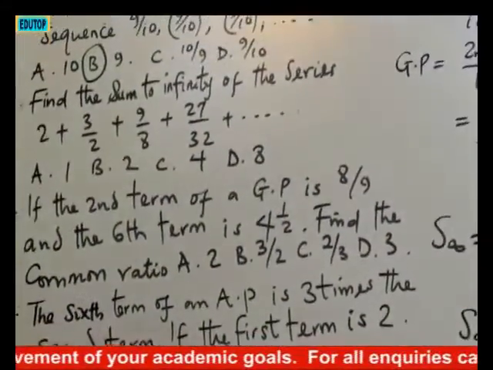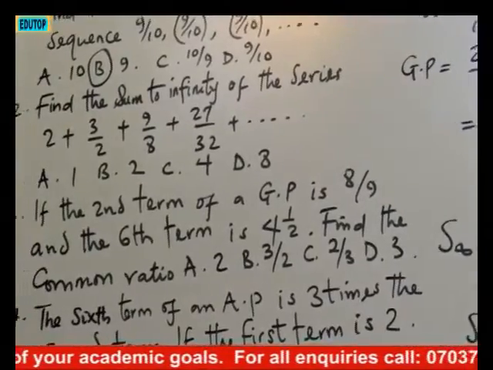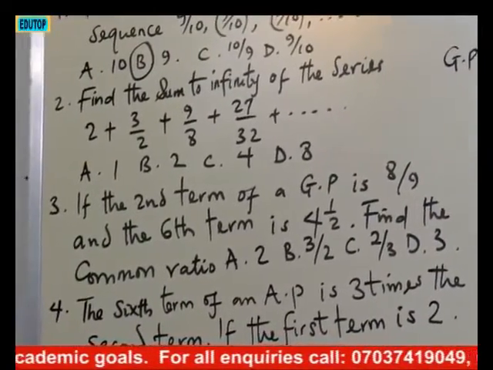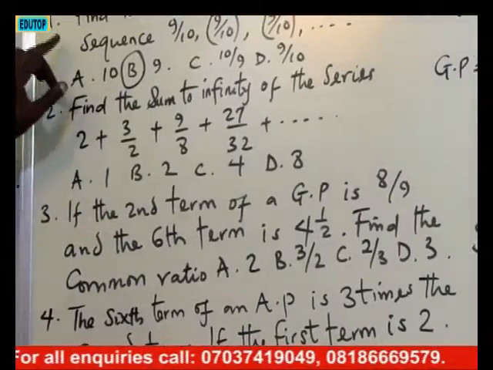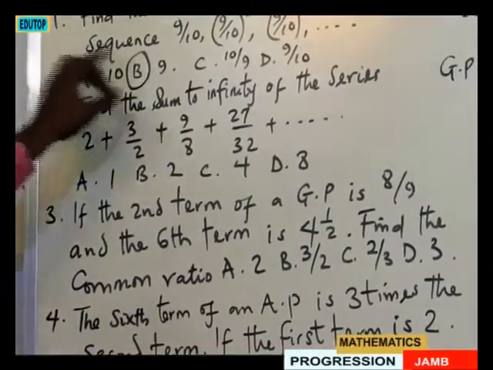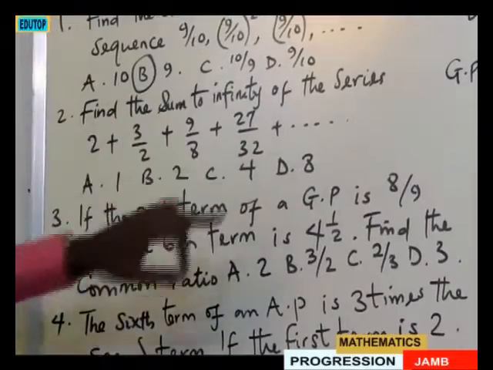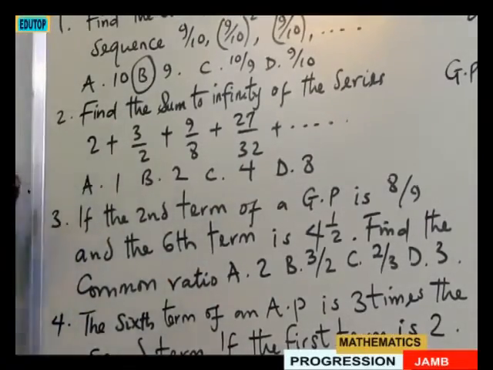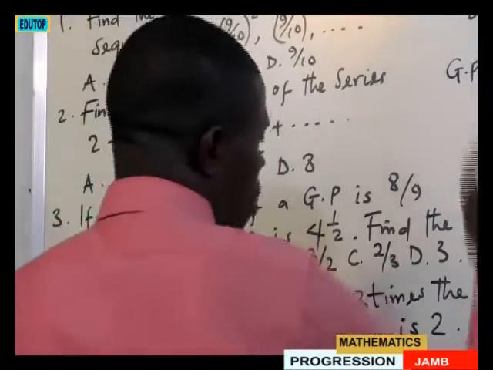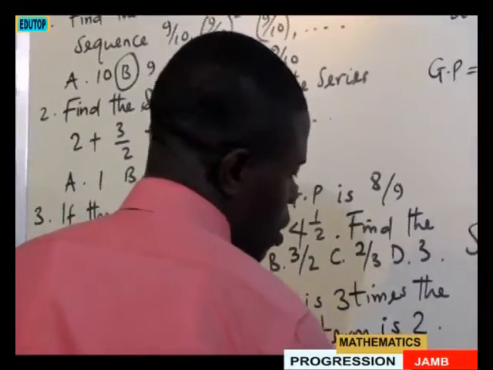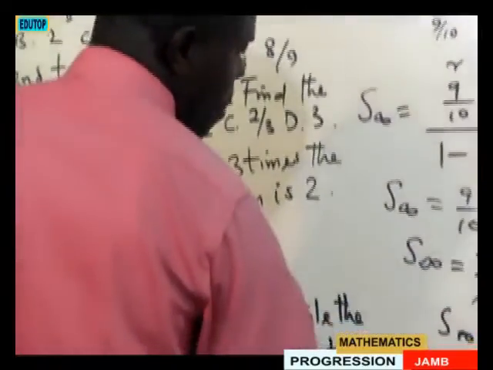That's 9. Then the second question is also testing the sum to infinity, but this time around it is a series. The difference between a series and a sequence is that in a sequence we have commas, while in a series we have addition; we are adding them up. So in this situation we follow the same principle using the same formula: sum equals A over 1 minus R.